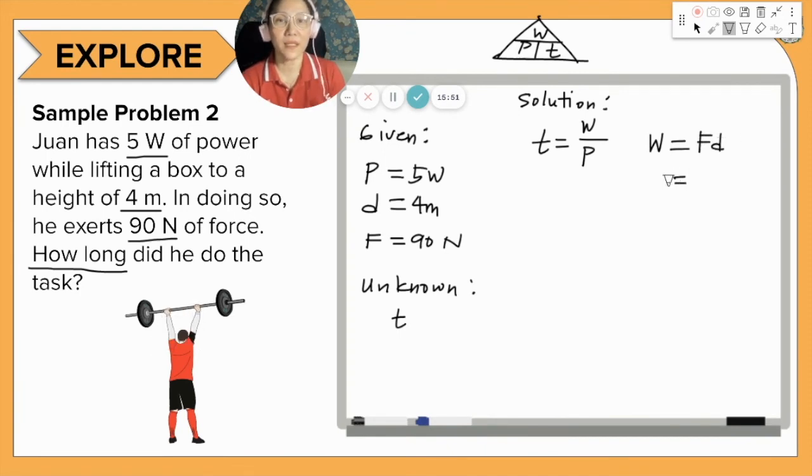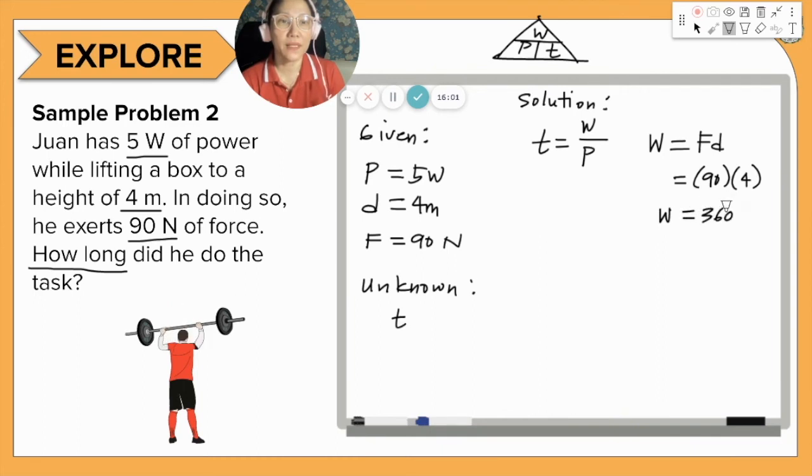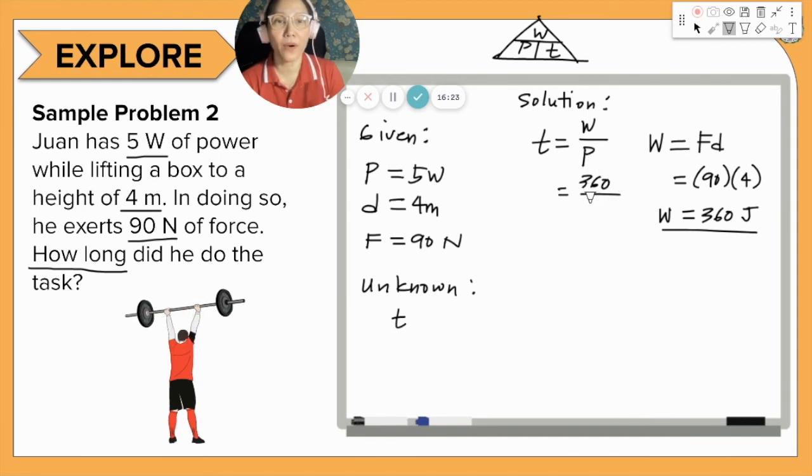That is just substituting 90 newtons times 4 meters. This gives me a work of 360, and the unit of work is the joule. So this is 360 joules. This is not yet the answer because we are looking for time. So the 360 joules that we have computed, let's use it to compute for time. This is equal to 360 joules divided by a power of 5. We can solve this mentally or using your calculator, and this gives us a time of 72 seconds.